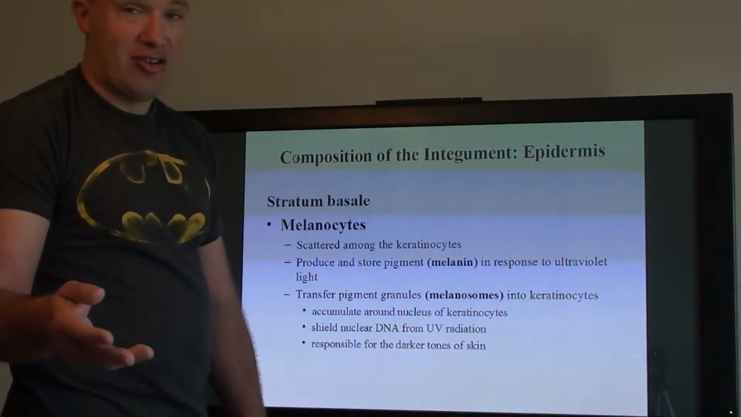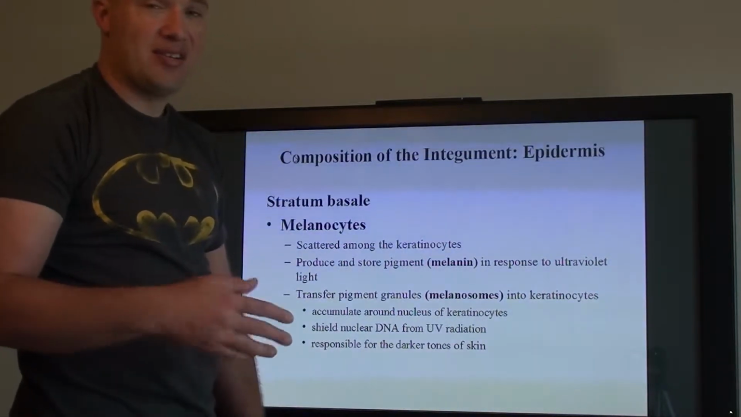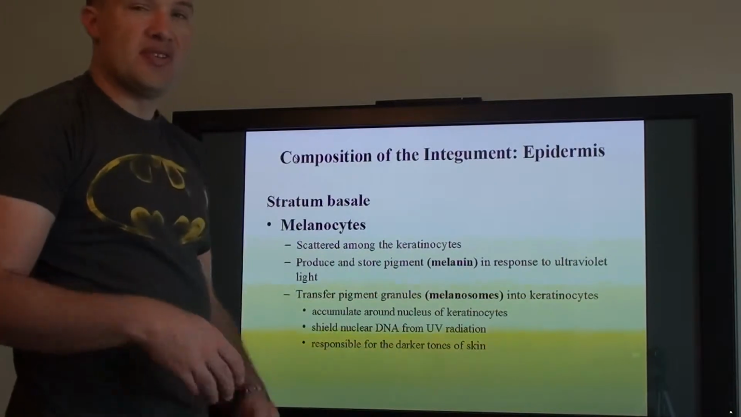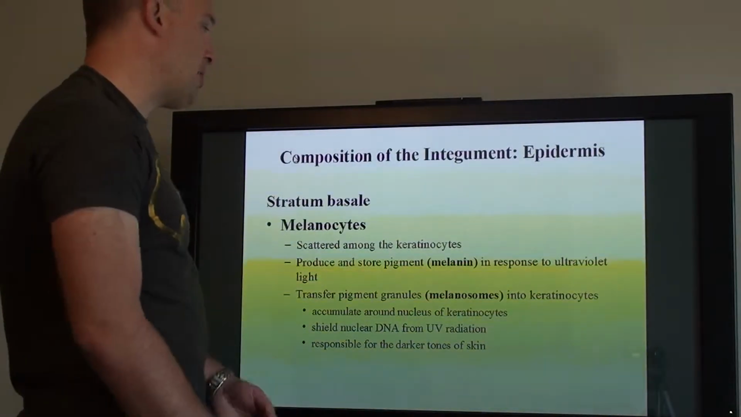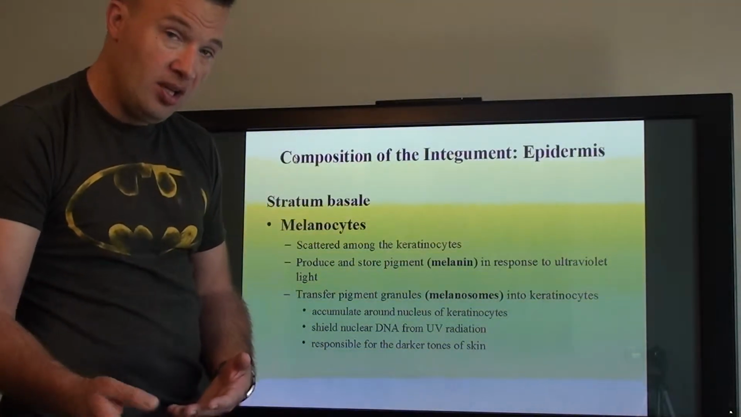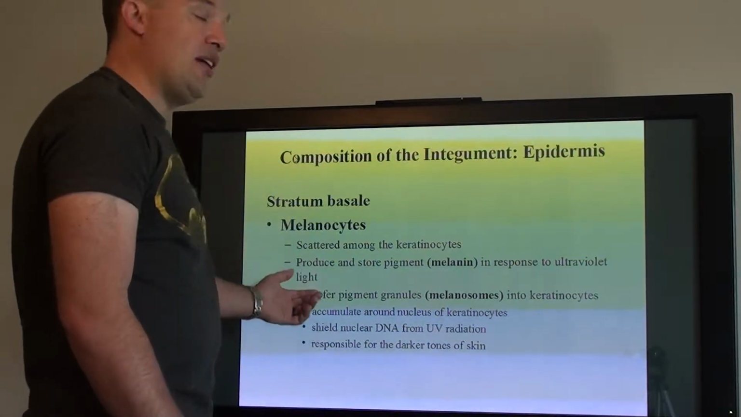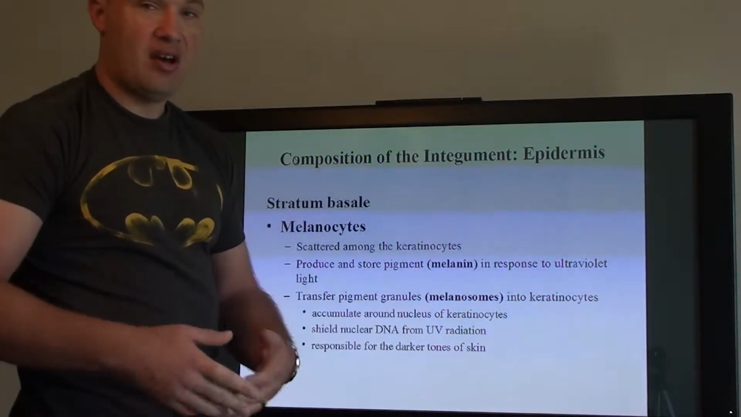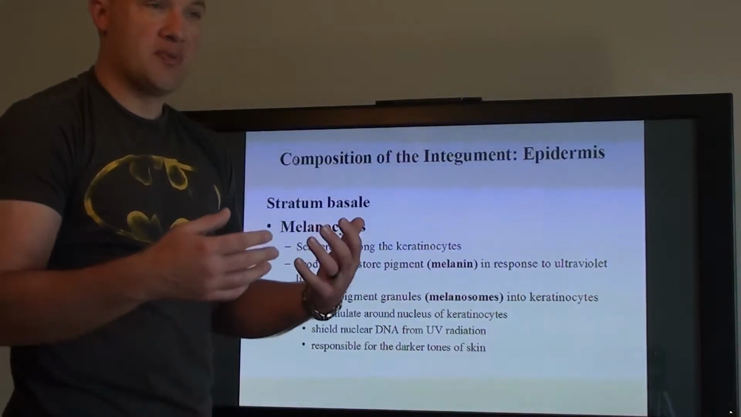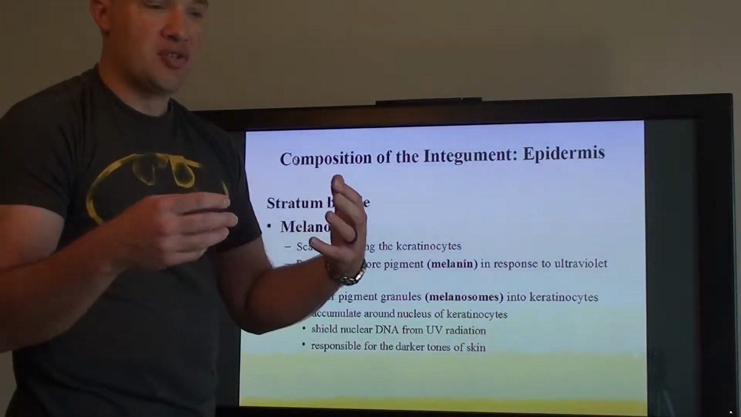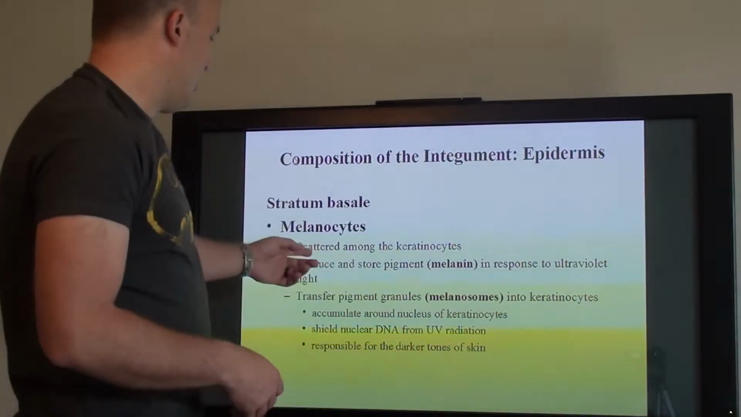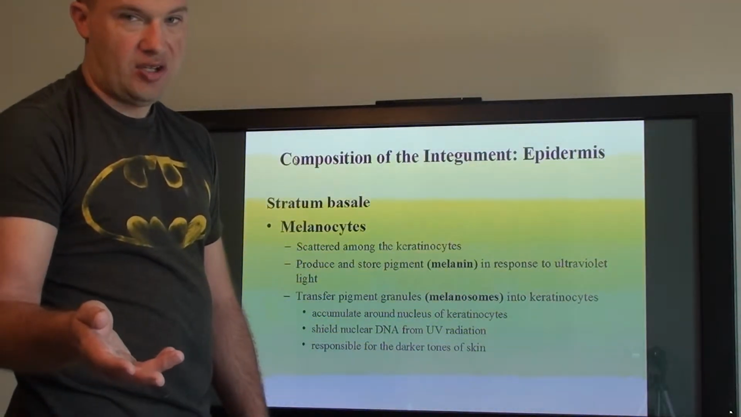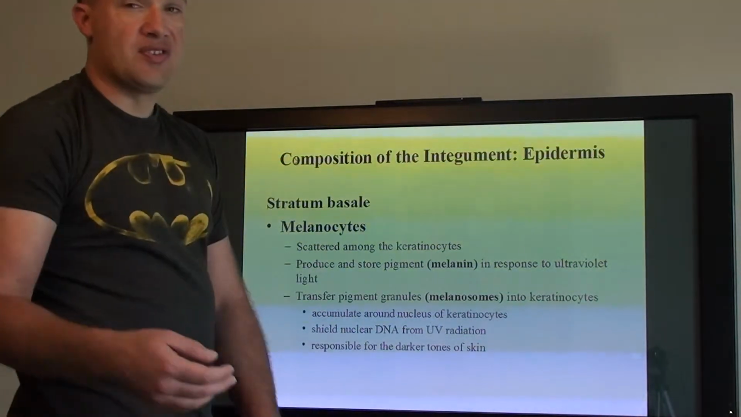These cells are scattered among these keratinocytes, and these cells produce and store melanin, which is a pigment, so it would be an inclusion in the cells. They do this in response to ultraviolet light. Think about it. As you lay out in the sun, or as you go to a tanning salon, you're exposed to ultraviolet light. Your skin becomes more tan. That's the process here. Your melanocytes are picking up on that ultraviolet radiation. They are producing and storing melanin.